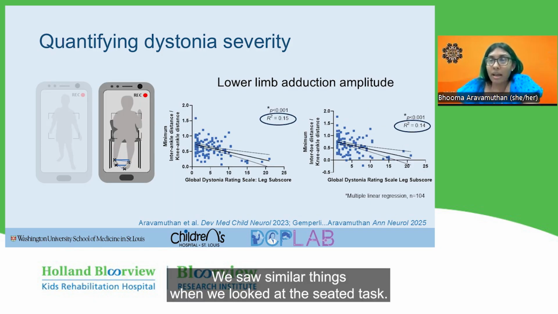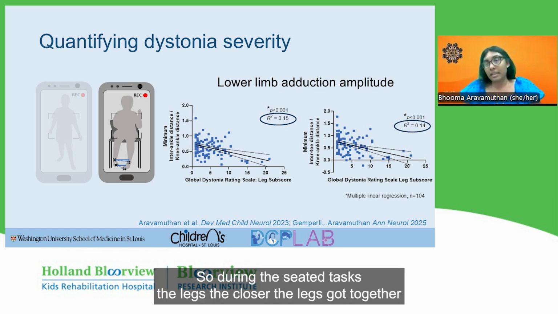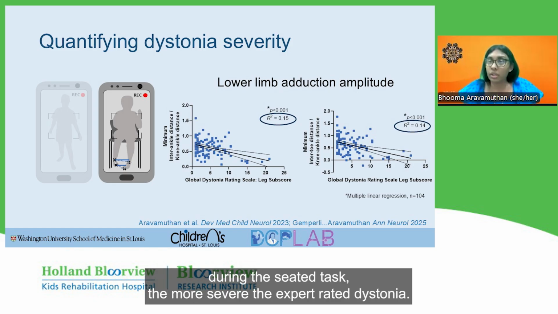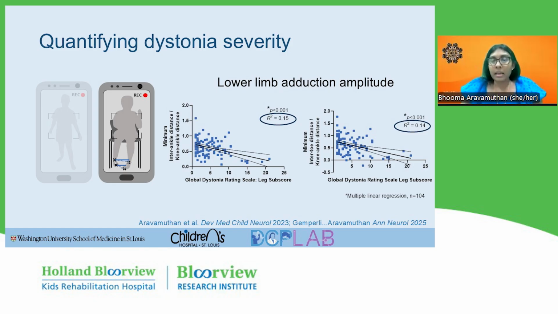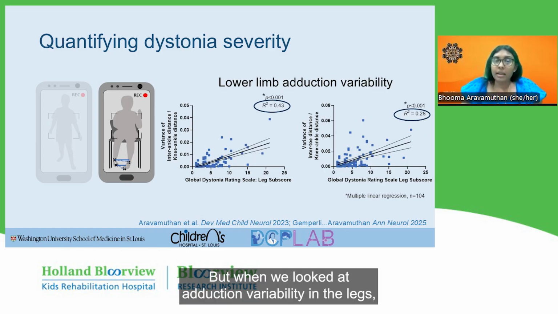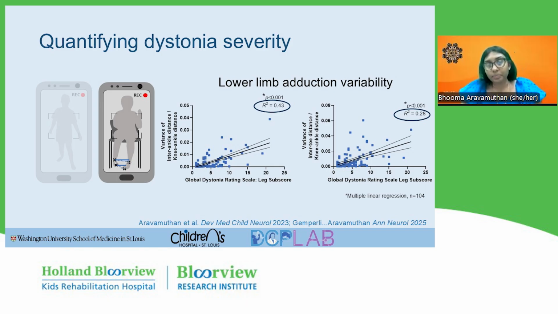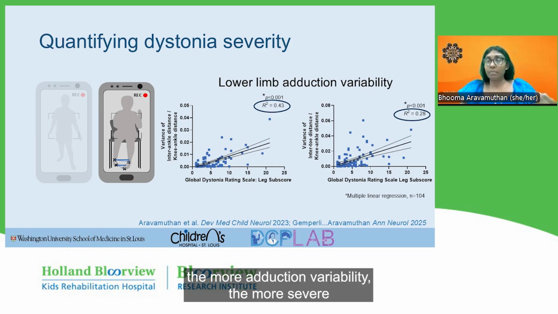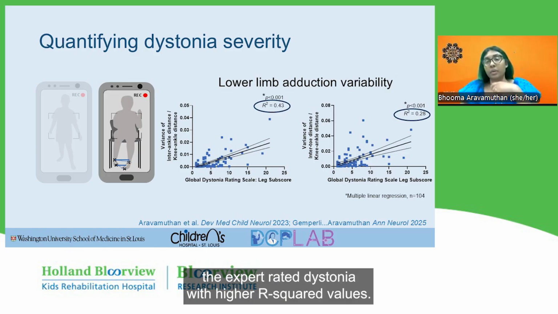We saw similar things when we looked at the seated tasks. During the seated tasks, the closer the legs got together, the more severe the expert-rated dystonia, although the R-squared values were a little bit on the lower side. But when we looked at adduction variability in the legs, the more adduction variability, the more severe the expert-rated dystonia, with higher R-squared values.